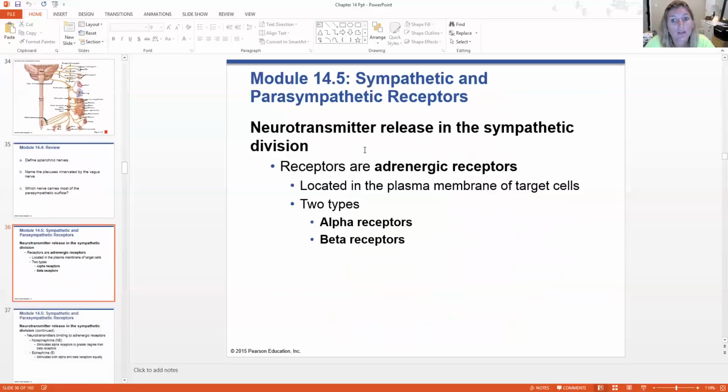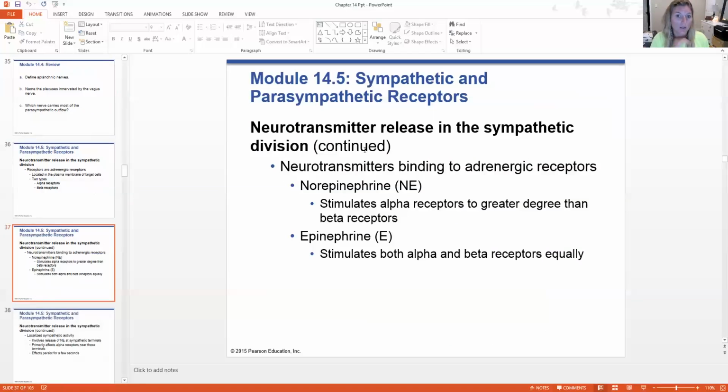Moving on, let's talk about special neurotransmitters. Neurotransmitters released in the sympathetic nervous system are mostly adrenergic. Adrenergic means they are releasing epinephrine or norepinephrine. The receptors are located on the plasma membranes of our target cells, and there are 2 types, alpha and beta. So the neurotransmitters binding to adrenergic receptors are epinephrine and norepinephrine. Norepinephrine stimulates the alpha receptors, and epinephrine stimulates both alpha and beta receptors.